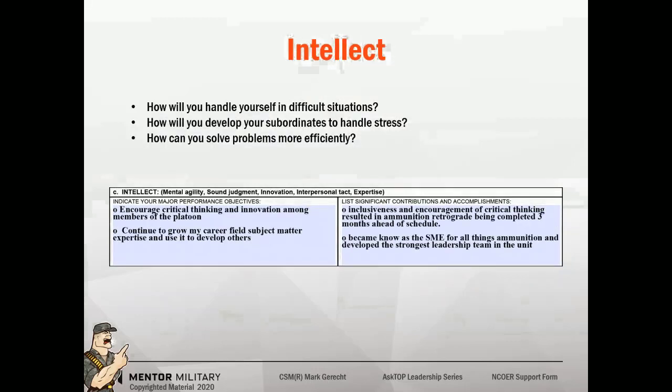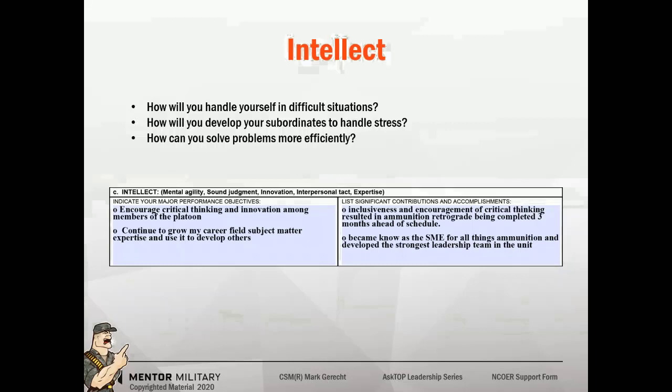So what I came up with for Intellect was: encourage critical thinking and innovation among members of the platoon. Why? I want to solve things. I want to become more efficient. People tend to come up with better ideas when it's a collective force. Continue to grow my career field, subject matter expertise, and use it to develop others. So we made some comments on the right side.